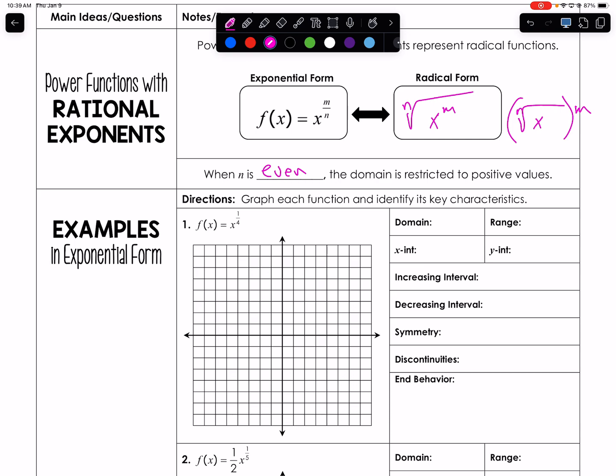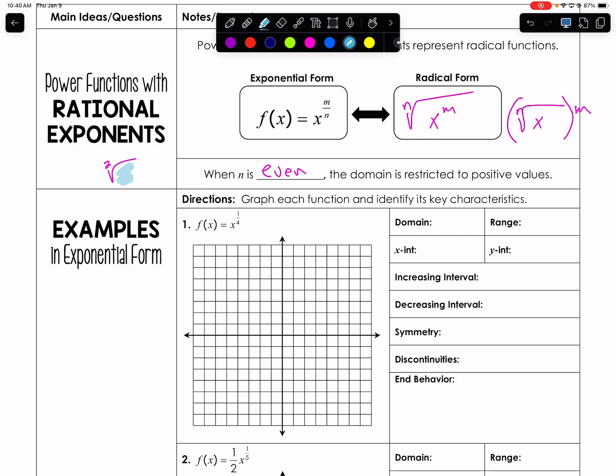Okay. So when n is even, the domain is restricted to positive values. Why? So if we have like the square root of, so it would be like the second root. Square root and second root are the same thing. Why can I not have a negative right here?